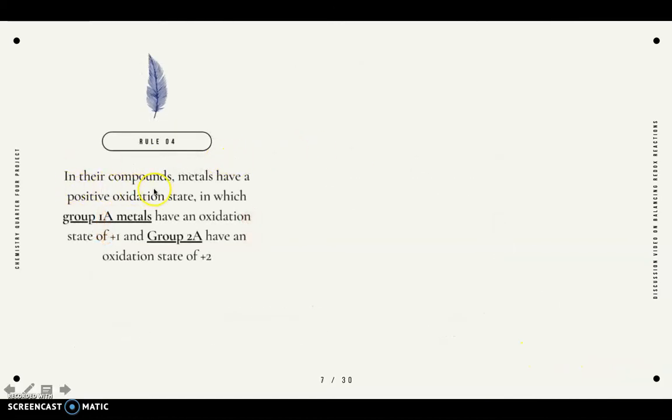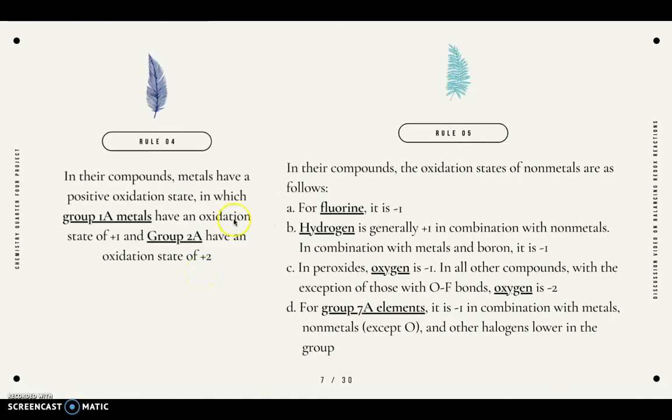Rule number 4. In their compounds, metals have positive oxidation state, in which group 1A metals have an oxidation state of positive 1 and group 2A metals have an oxidation state of positive 2. And lastly, rule number 5. In their compounds, the oxidation states of nonmetals are as follows.